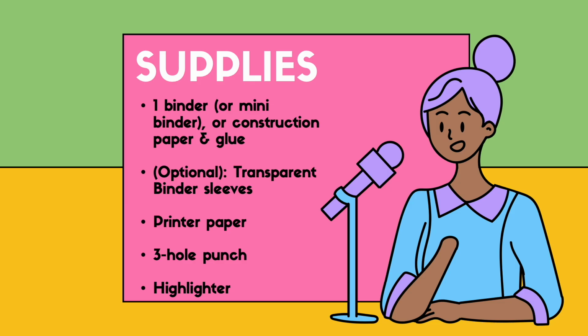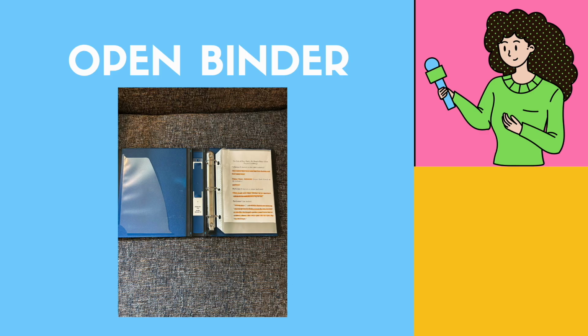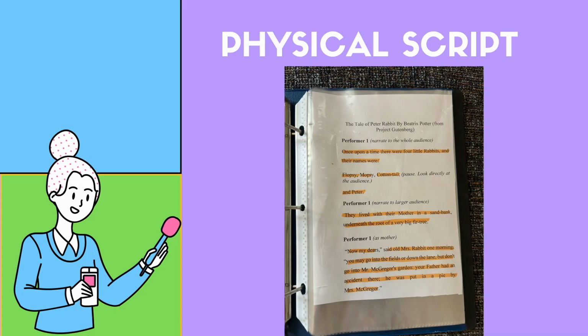You'll need to print off your script. And if you don't use transparent binder sleeves, you'll also need a 3-hole punch, and I recommend having a highlighter so that you can highlight your lines. In the example from before, I used a mini binder, and this is what it looks like. This is the binder open with transparent sleeves and the script inside of it. This is an up-close version of the script that was used in the earlier video. You'll see that the lines for the performer are highlighted, and in addition to the lines, there are also stage directions, as well as the title of the script.